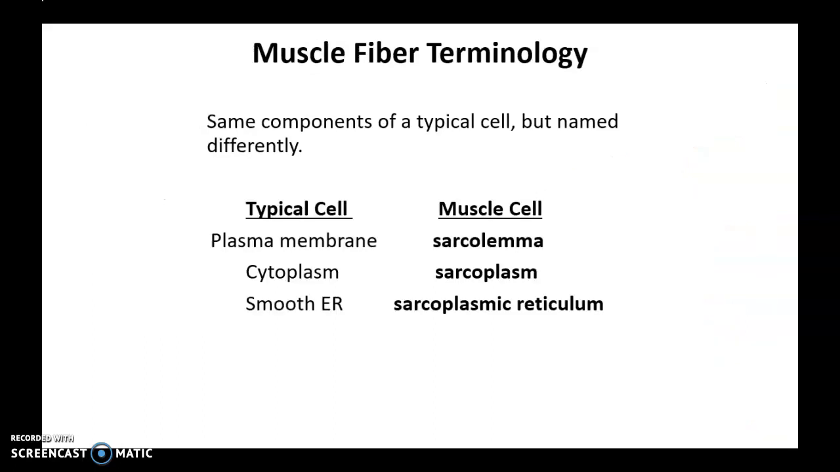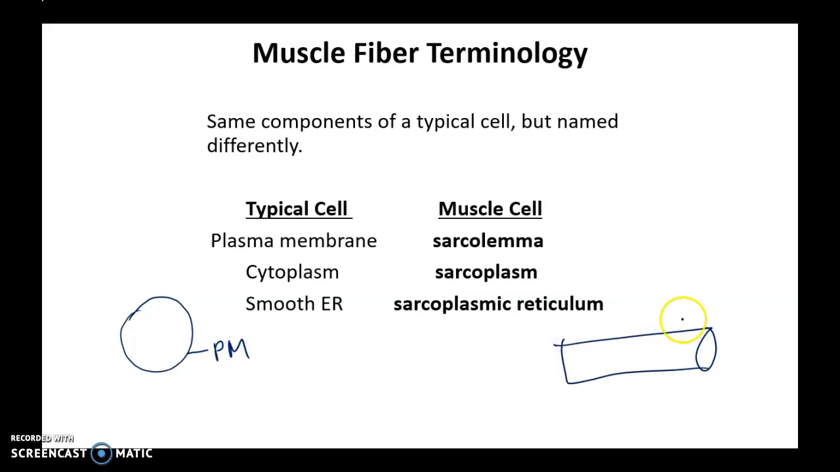All right. Now, a muscle cell is a long cell, right? It's long. And therefore, we typically call a muscle cell a muscle fiber. Know that a muscle cell and muscle fiber, these two terms are interchangeable. Now, if you look at a typical eukaryotic cell, let me draw a typical eukaryotic cell. The membrane is called plasma membrane, right? However, if you look at a muscle fiber, the membrane is called sarcolemma.